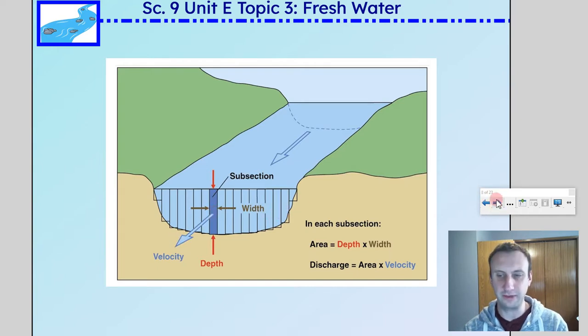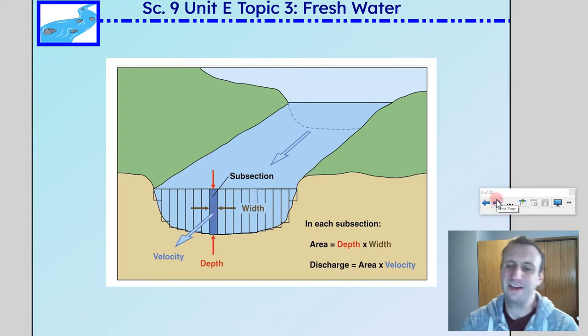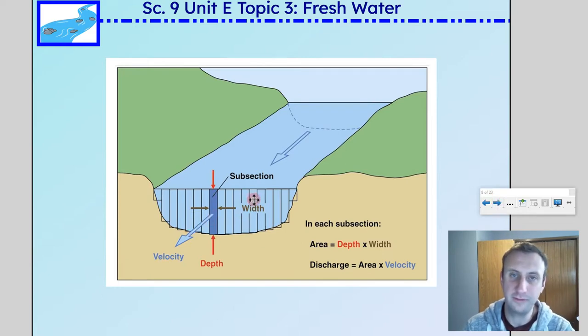You don't have to do any of those calculations, but it's just kind of interesting. And how could you figure out the velocity? Well, just put something in there, have it floating, and see how far it goes in that period of time, and that's your velocity. So that's the basic idea of calculating stream flow.